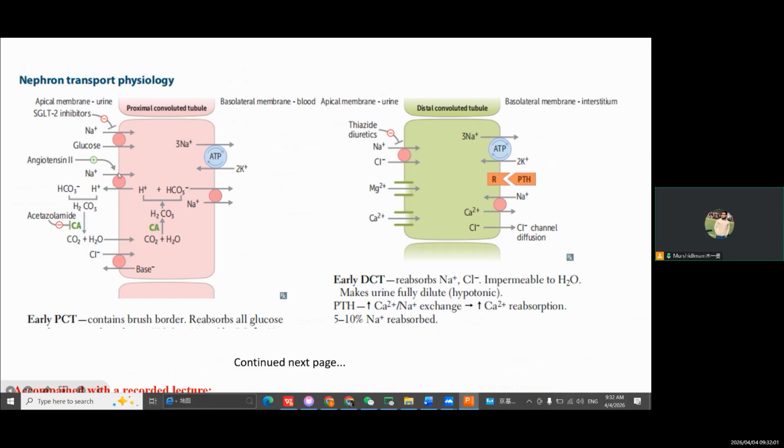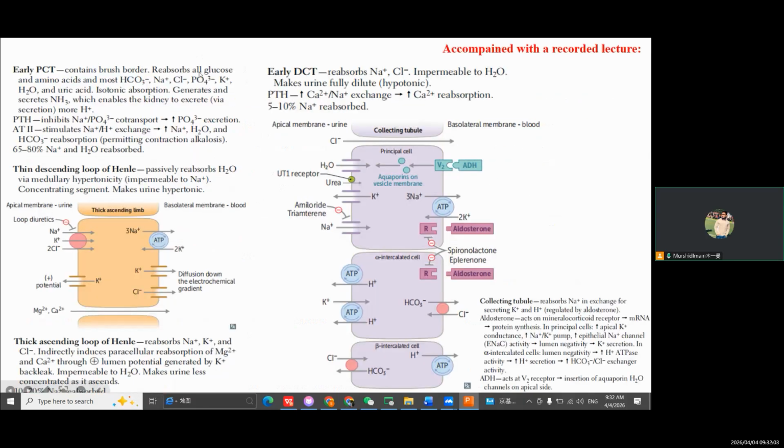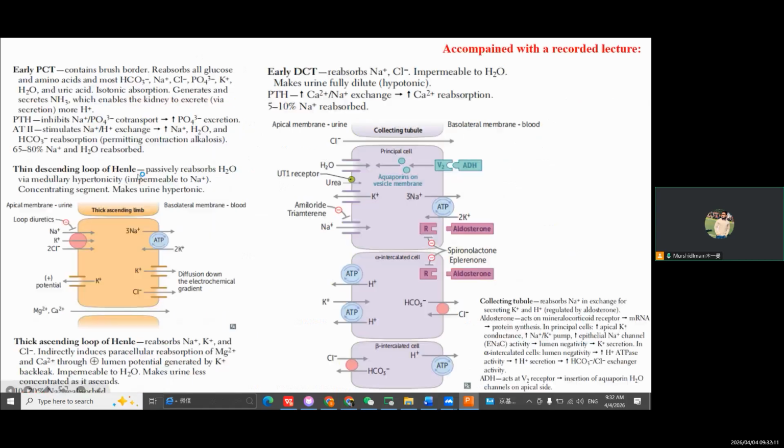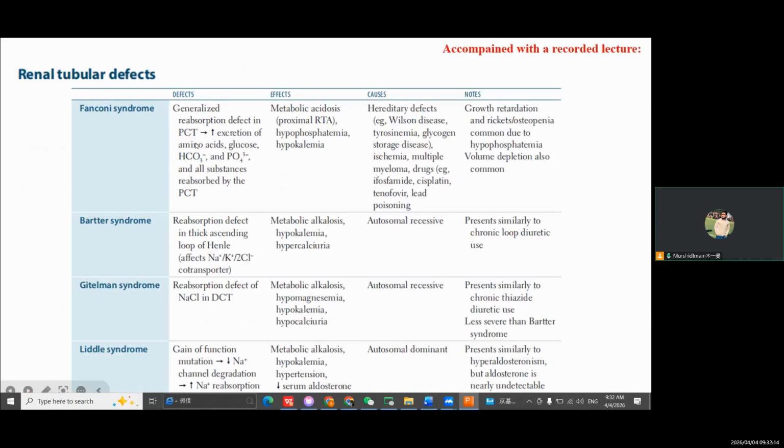Now, how are you going to connect that with what you're looking at over here? We have the PCT over here, and we have learned that this reabsorbs all the glucose, amino acids, and all such substances. But what if the defect is in the PCT? Then definitely the transporter cannot reclaim all of that, which leads to excretion into the urine.